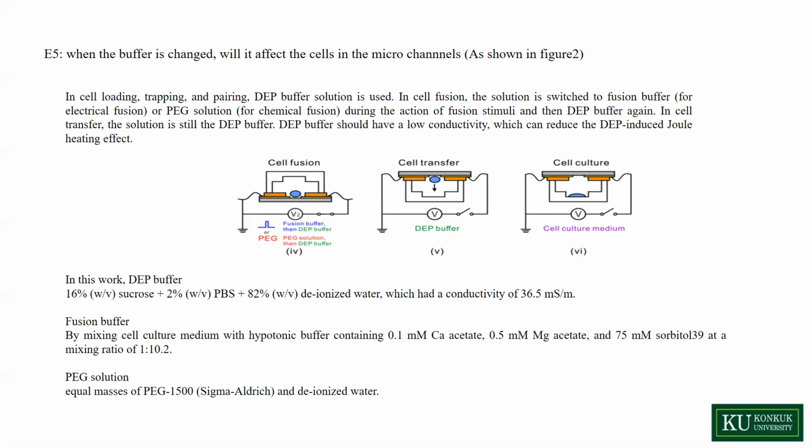But the recommendation for the DEP buffer is that it should have a low conductivity, which can reduce the DEP-induced Joule heating effect. Otherwise, with higher conductivity, it can affect the cell structure property and also the cell viability. It can change the cell's shape. So it is important to have a low conductivity DEP buffer solution. And here is the proper composition and condition of DEP buffer solution, fusion buffer, and PEG solution.